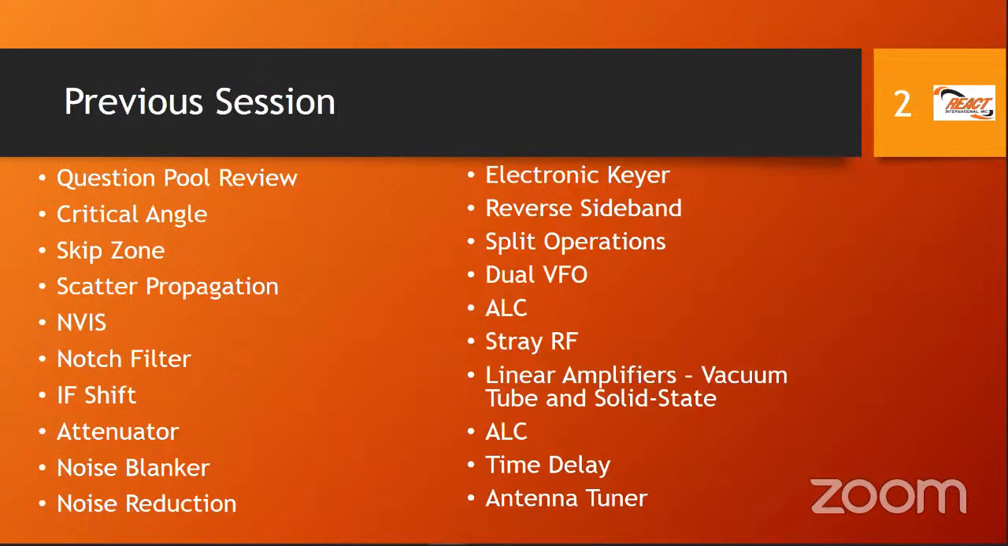Also, we looked at the noise blanker, noise reduction, and then we went on to discuss what the electronic keyer was. Also, reverse sideband when it comes to CW operation. Split operations, we looked at the feature called the dual VFO. We also discussed what the ALC was. We also contemplated what happens when stray RF, or stray radio frequency, gets from a transmitter into an audio cable. We then went on to discuss linear amplifiers, the vacuum tube type, as well as the solid state.